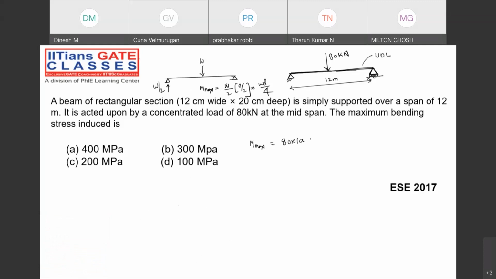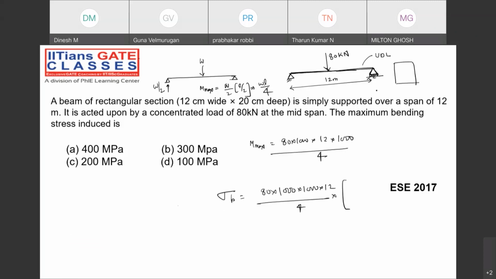That is 80 into 1000 into 12 into 1000 by 4. That is my bending moment. Now we need to calculate the bending stress. So 80 into 1000 into 1000 into 12 by 4, into Y. What is the Y value? We can take the dimensions they have provided, 200 mm and 120 mm, because 1 centimeter is 10 mm. So Y is 100, and the moment of inertia calculation will be 180 into 200 cubed divided by 12. Now if you calculate, what will be the answer?